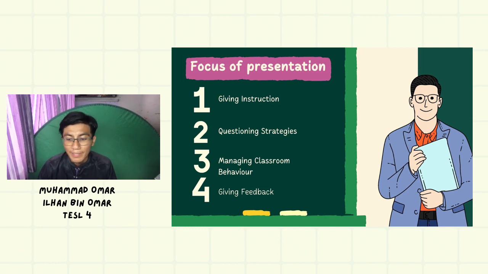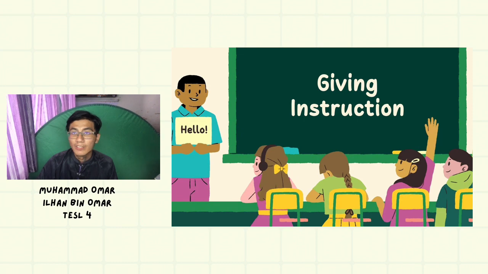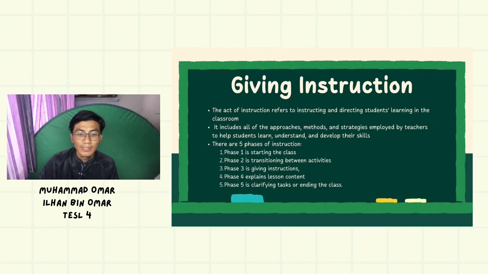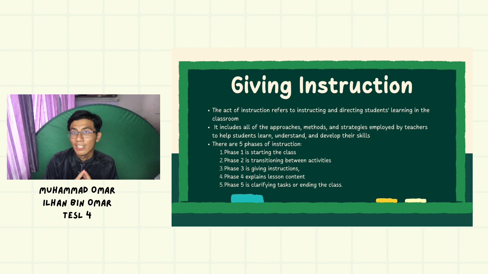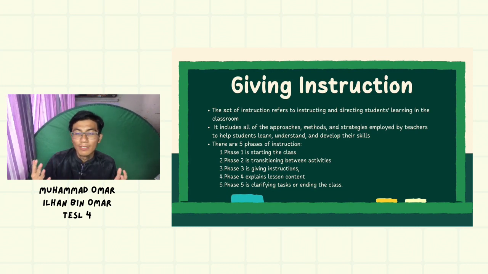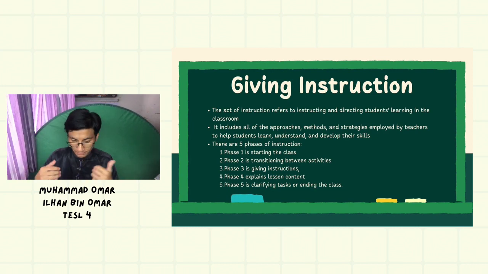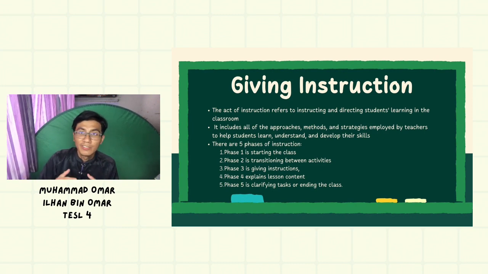So, the first aspect, giving instruction. What is giving instruction? Giving instruction refers to instructing and directing students learning in the classroom. It includes all of the approaches, methods, and strategies to be employed by teachers to help students learn and understand and develop their skills in the classroom. Effective instruction is essential for creating a successful learning environment.